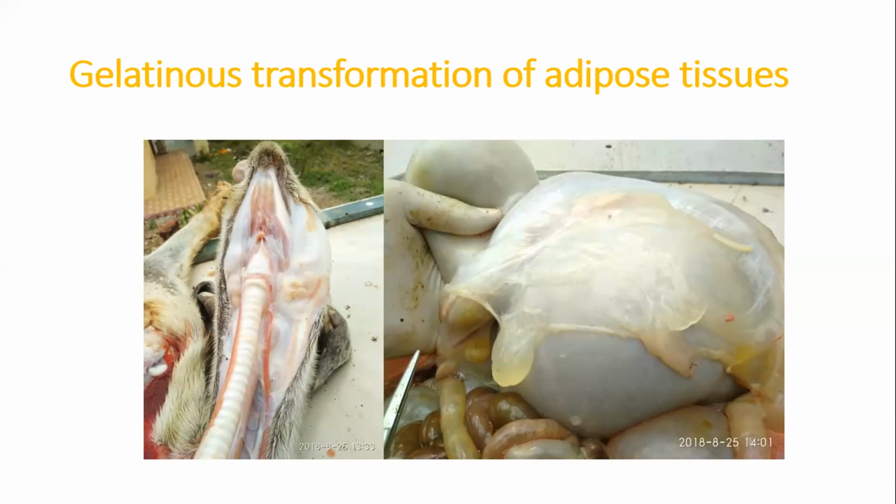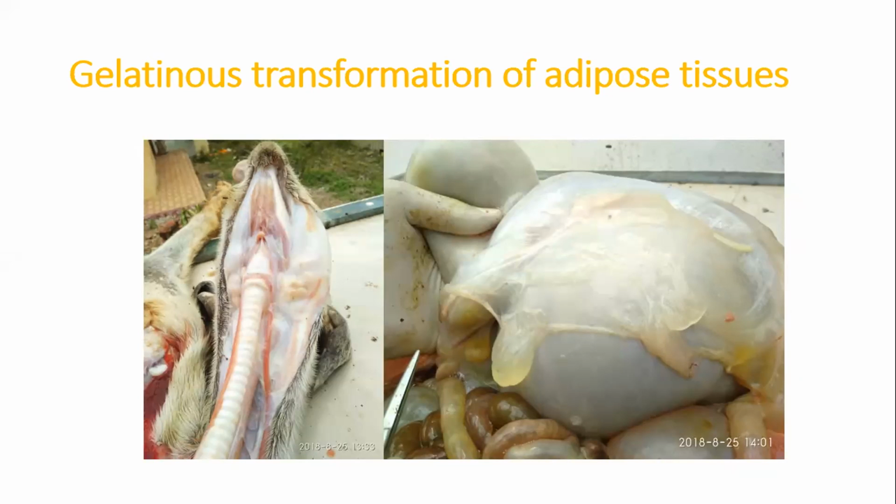So, gelatinous transformation of adipose tissue. As we know, gluconeogenesis is one of the pathophysiological phenomena that can be observed in animals that are not getting proper feeding, proper energy. Whatever fat depots are there can be utilized to give energy to that particular animal. So gelatinous transformation of adipose tissue can be observed in case of chronic enteropathy.